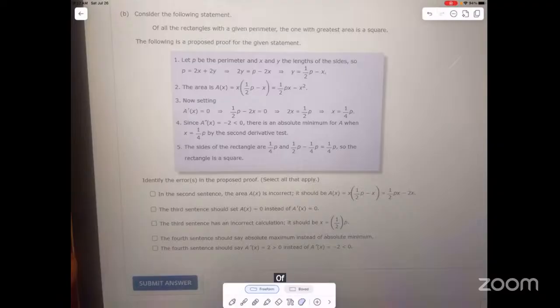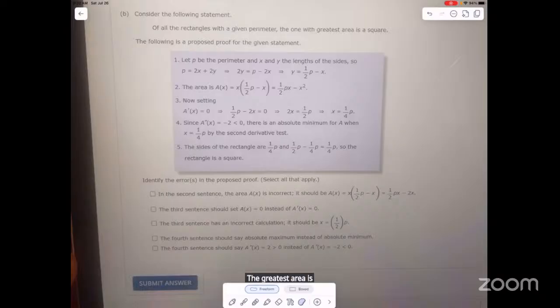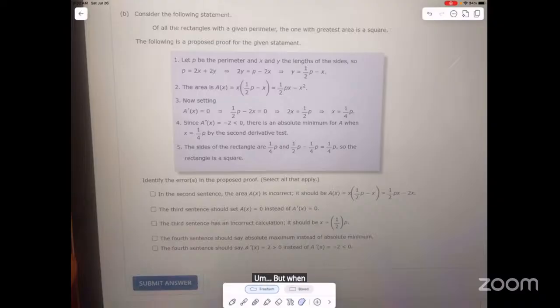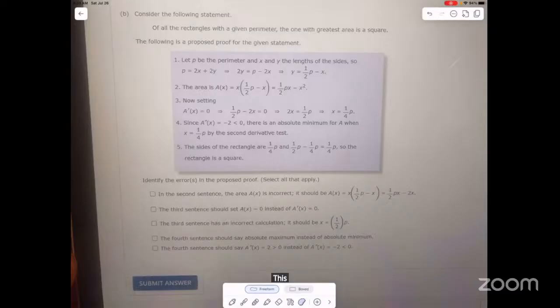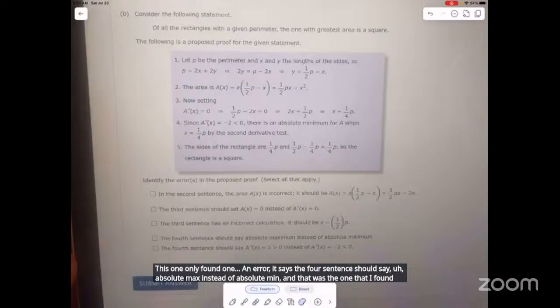Of all the rectangles with a given perimeter, the one with the greatest area is a square. The following is a proposed proof. I'm not going to read through this one, but when I worked it earlier, you can pause and make your way through it. You basically have to go line by line until you find an error. This one I only found one error. It says the fourth sentence should say absolute max instead of absolute min, and that was the one I found when I read through it earlier.